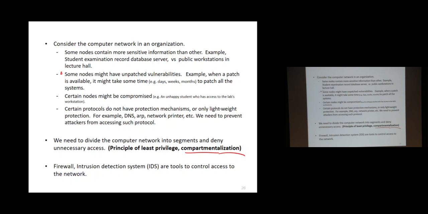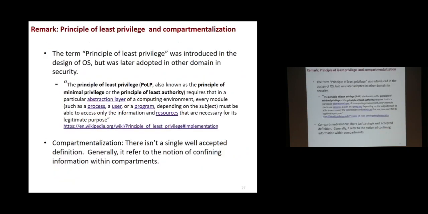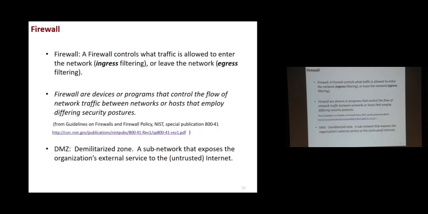Because of this, it's good to have a way to do what we call compartmentalization. We divide our machines into zones and try to limit the flow of information from one zone to the other zone. The tool to do that, you have probably heard of these words, is called a firewall. A firewall controls traffic from one segment to the other segment.